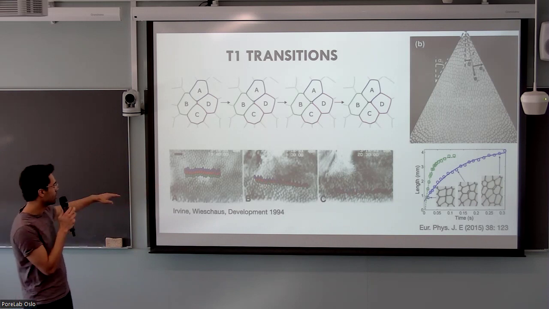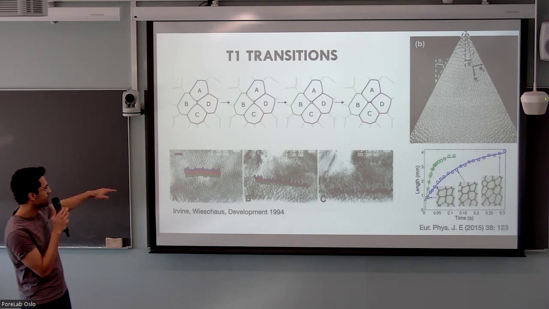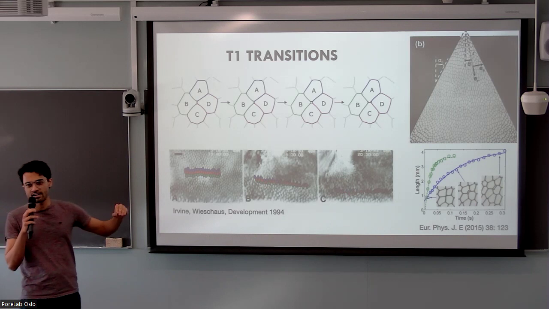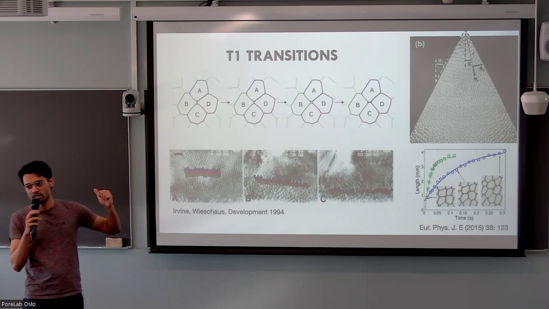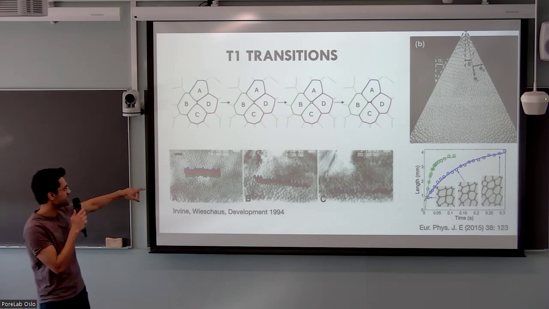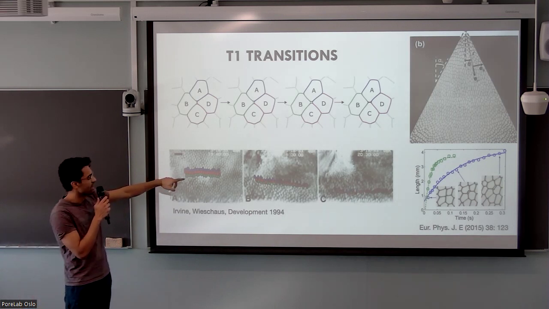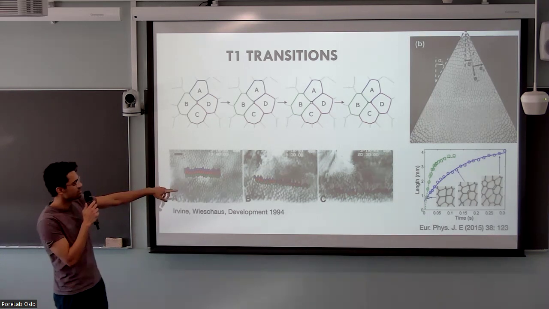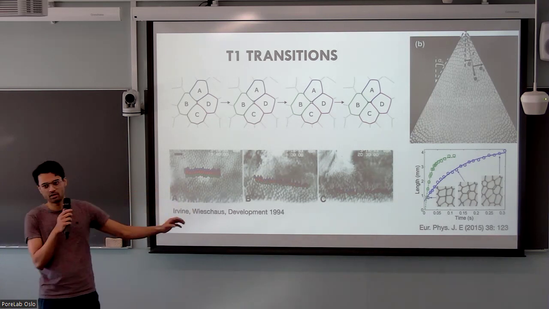And on the bottom, you can see a snapshot of a tissue, and this is the elongation of axis of the embryo that I talked about initially, where you saw that the embryo was elongating. And what you see here is some of the cells are marked, and as the tissue is elongated, the cells undergo T1 transitions. And you see this in a lot of other situations too.